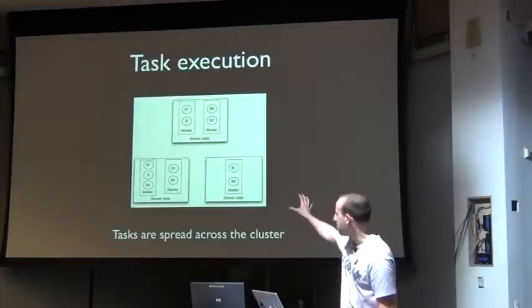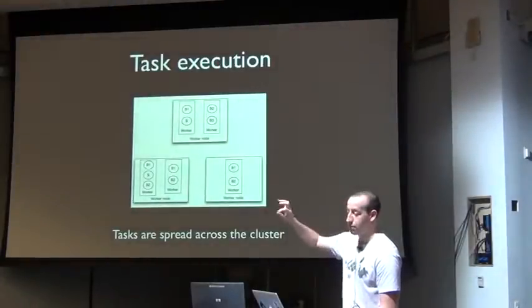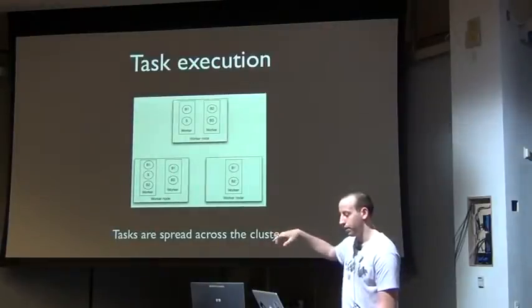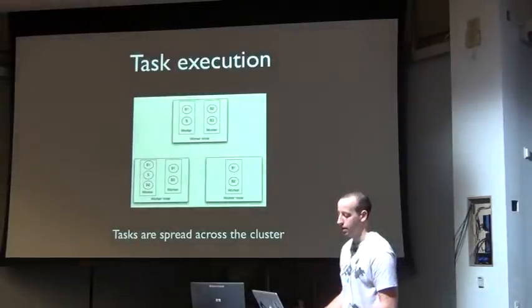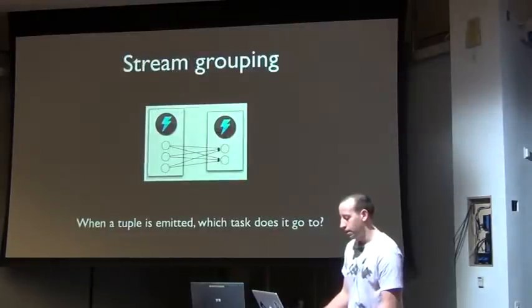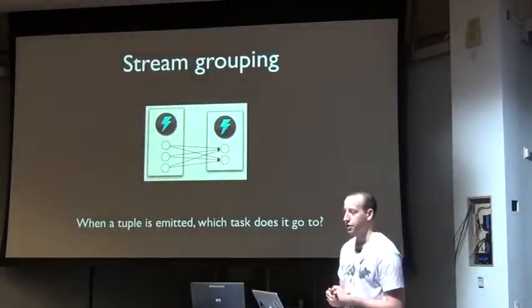So here, every big box in this diagram is like a worker node, and here you can see the tasks for spout S. We have one on the top node, one on the left node, and you can see the tasks for the bolts and spouts are spread and mixed all across the cluster. And then these workers communicate with each other using message passing. All right, so bolts and spouts are parallel. They execute as many tasks.